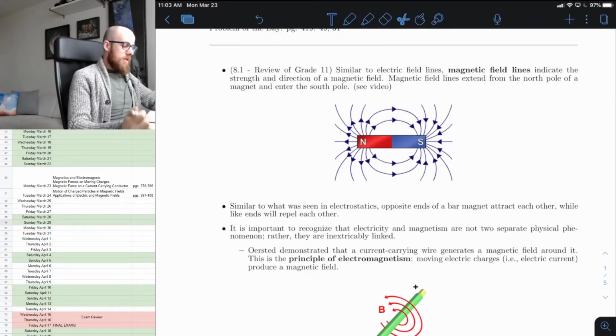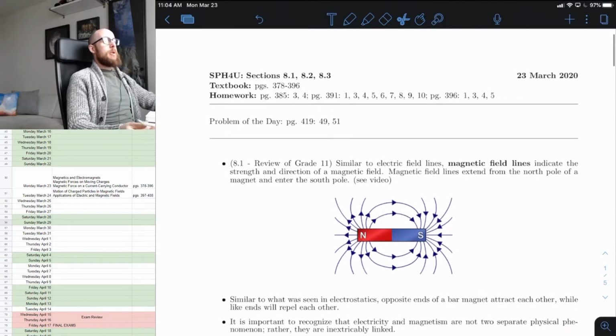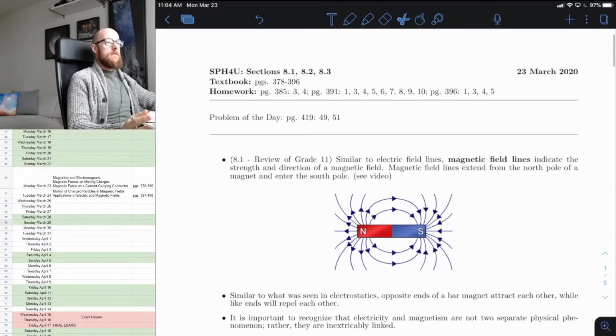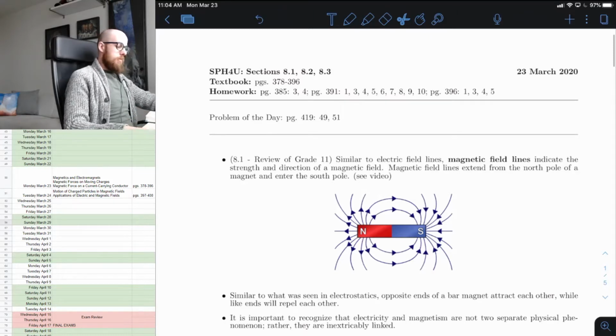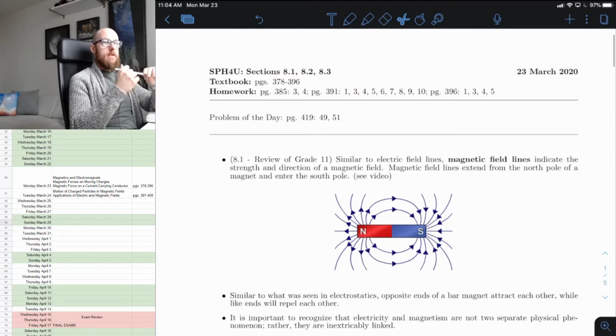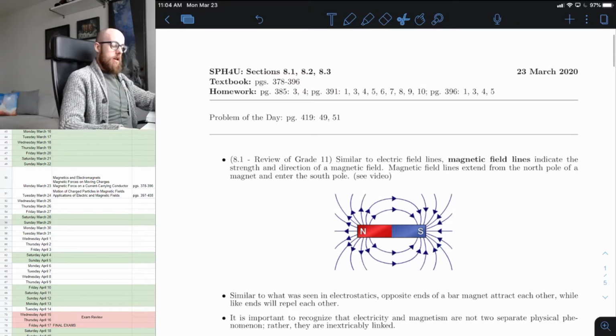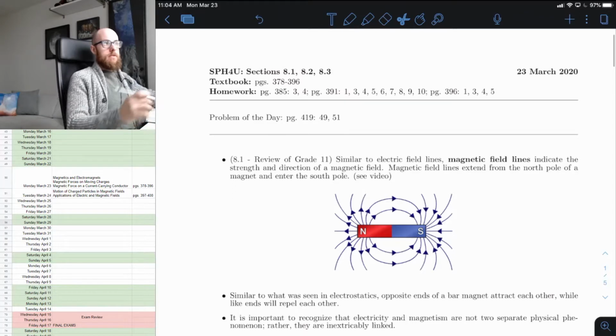Okay, so where were we? When we left off, we just finished up with electricity, right? And so now what we're going to be doing is getting into magnetism. There are a lot of similarities and differences between electricity and magnetism. The first similarity is that magnetism is also described using fields, right?